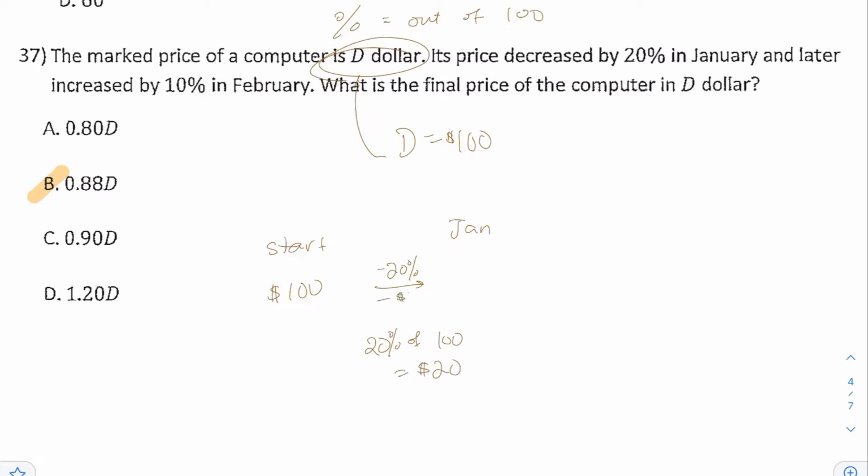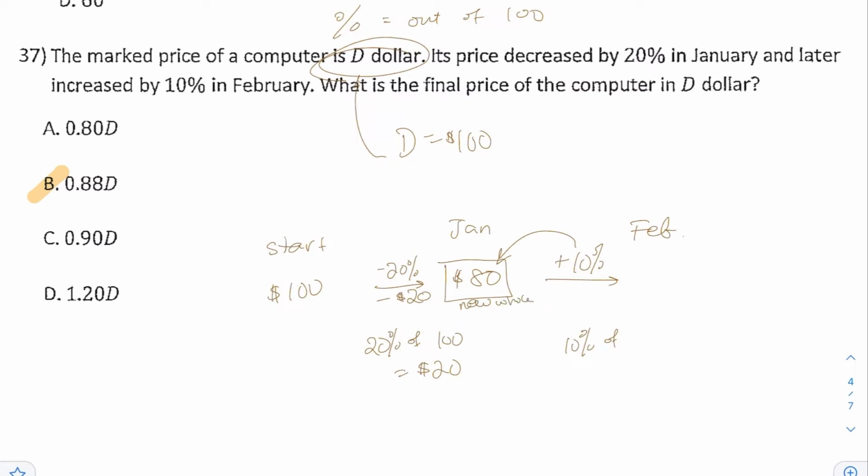So you subtract $20. And the reason why it's the same as a percentage is because we started with a nice round number of 100. So in January, it's going to cost $80 now. But then to go to February, there was an increase of 10%. So here you have to find 10%, not of 100. 10% isn't $10 anymore.